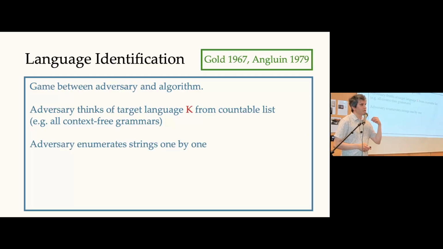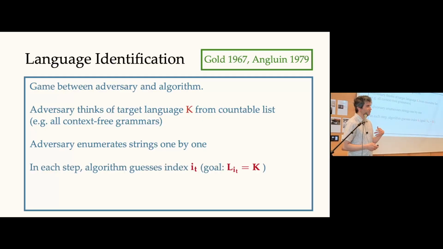And then the adversary presents the algorithm with strings from this language. The adversary is required to enumerate strings one by one. This means that every string in the language must be presented at some point to the algorithm. It could be that some strings are repeated, that's fine, but eventually every string must be presented. So for any one string in the language, there must be some time when the adversary presents it to the algorithm. And what's the algorithm doing? The algorithm is looking at these strings received as input and is guessing what the index of the language might be in this collection. The goal of the algorithm is to hopefully guess an index i such that L_i is indeed this unknown target language. So that's the game that the adversary and the algorithm are playing.